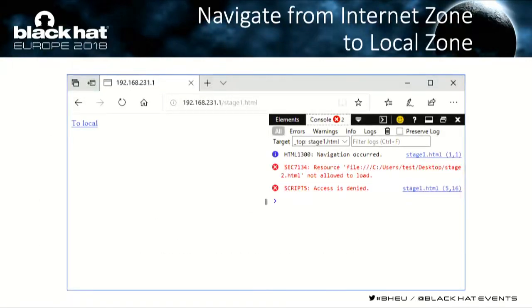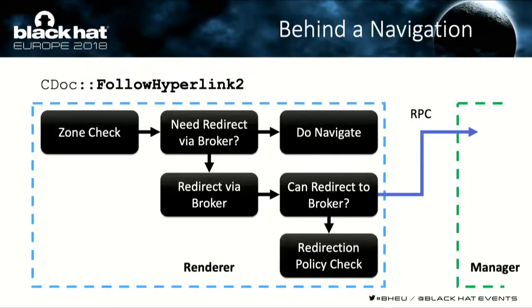When we try to navigate from internet zone to local zone, the console says the access was denied. This makes sense. Same origin policy forbids this kind of behavior to prevent cross-site information leakage. So where does the browser perform the zone check within the renderer? Let's dig into navigation internals.